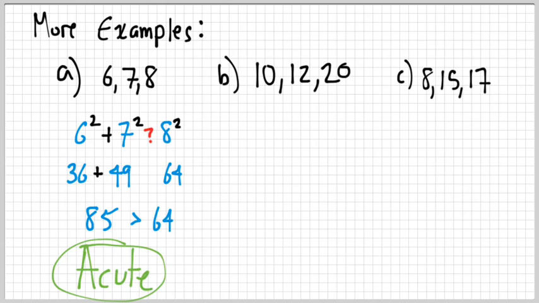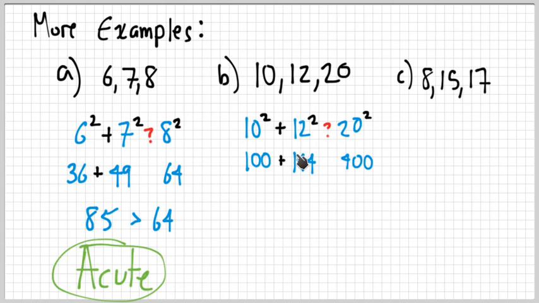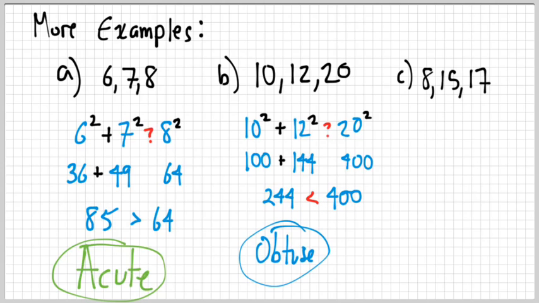Okay, the c squared is less than a squared plus b squared, so that makes it acute. Next one, 10, 12, and 20. 10 squared plus 12 squared and 20 squared, so we get 100, 144, and 400. 100 plus 144 is 244, which is clearly less than 400. So the c squared is bigger. I guess I could have done these the other way to keep it consistent with my last page, but hopefully you can follow along. The point is, the c squared is bigger. That makes it obtuse.